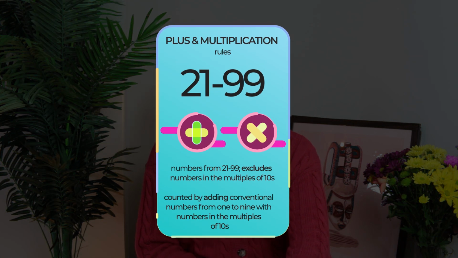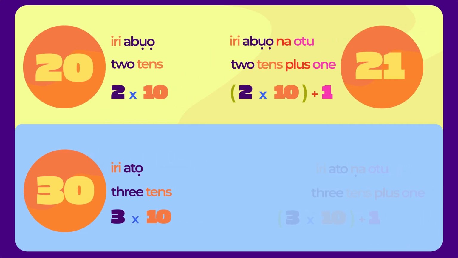Once you know how to count in the multiples of tens, then you can apply the rules of plus and multiplication to count numbers between 21 and 99. Let's look at some examples. 21 is Iri abụọ na otu. We've already learned that 20 is Iri abụọ, which interpreted is 2 tens, which is derived by multiplying 2 and 10. Na, in this context, is plus, and otu is 1. 2 times 10 plus 1, 21, Iri abụọ na otu.